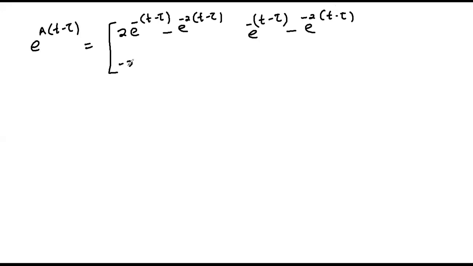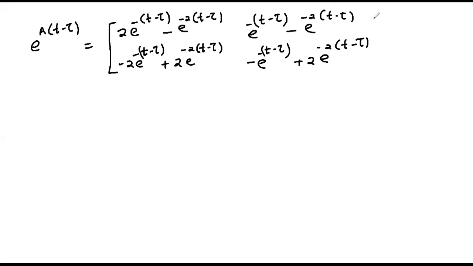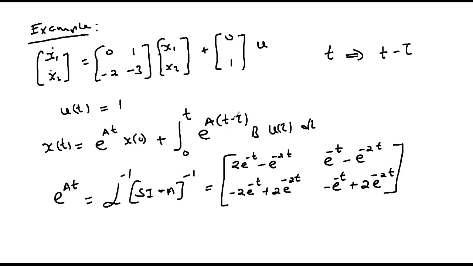Then this term is minus 2 exponential minus t minus tau, and then plus 2 exponential minus 2 into t minus tau. Lastly, we'll have minus exponential negative t minus tau plus 2 exponential minus 2 into t minus tau. That is our exponential A into t minus tau.